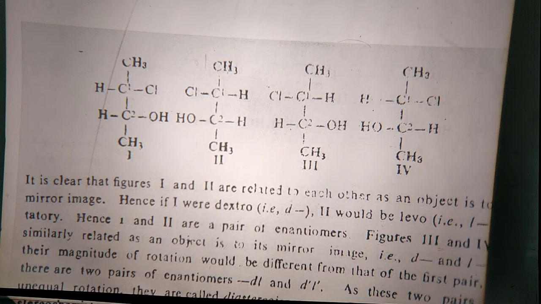So when there are two pairs, they are designated as diastereoisomers. Hence, 1 and 2 are a pair of enantiomers. Figures 3 and 4 are similarly related as object and its mirror image, that is D and L. Their magnitude of rotation would be different from that of the first pair. So this is one pair and this is another pair. But the difference between the previous and here is the magnitude of rotation.